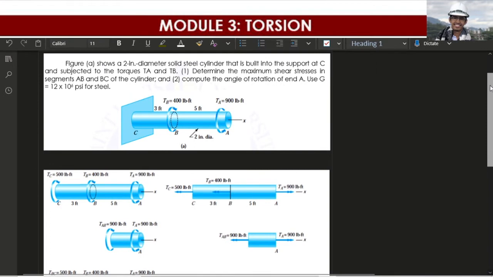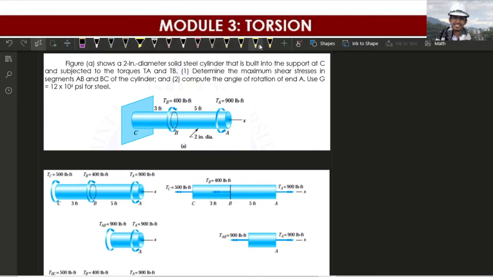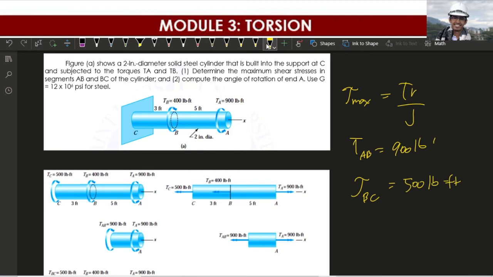So in solving the maximum shear stress, our formula for shear stress is equal to TR over J. Right? So let us get the maximum shear stress in segment AB. Before that, let us first get the given torques. So TAB is equal to 900 pound-feet, and TBC is equal to 500 pound-feet. Okay?